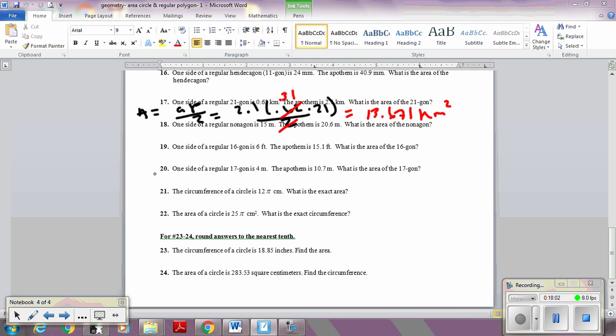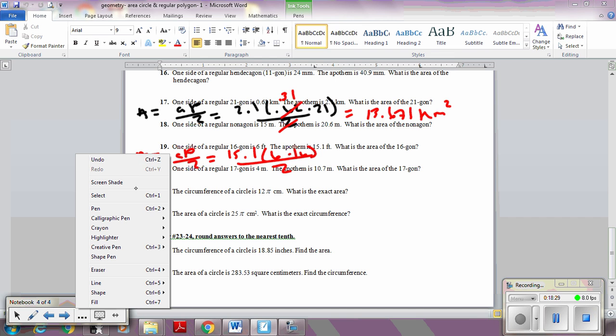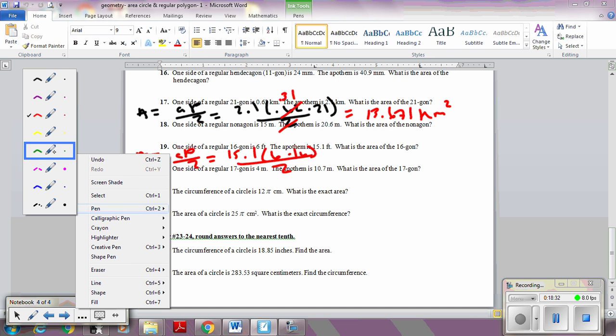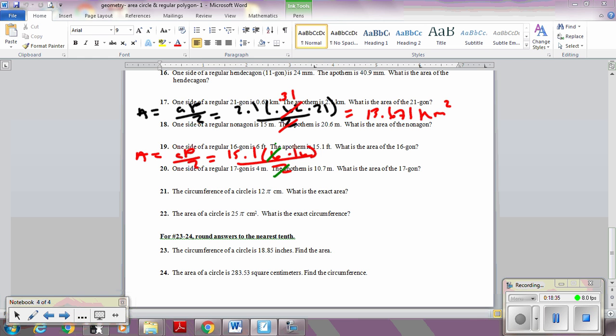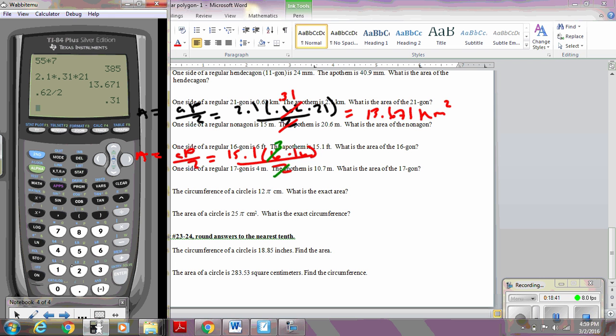And the last one I'll help you with, number 19. You have a 16-sided figure and the apothem, so you're finding the area. So area is apothem perimeter divided by 2. Apothem is 15.1. Perimeter is 6 times 16, and all of that is over 2. I could choose to divide 6 by 2 or 16. Doesn't matter. Let's go with 6. 3 times 16 is 48. And so all I need to type in is 48 times 15.1.